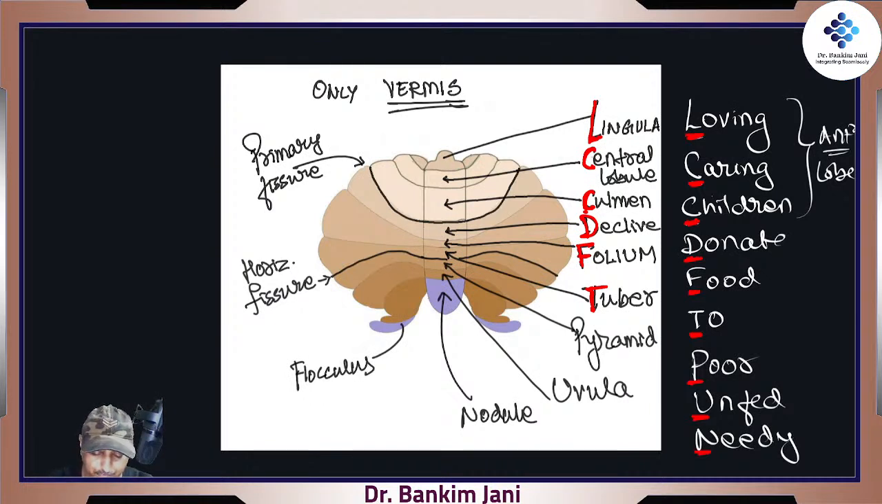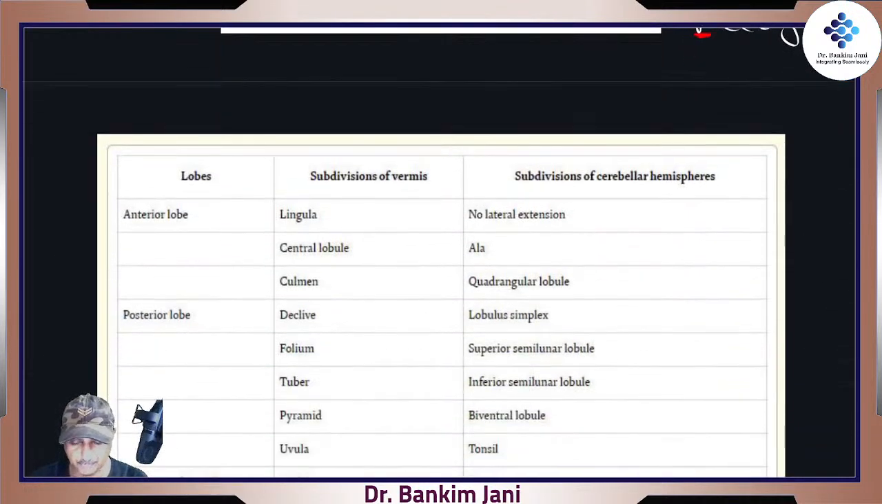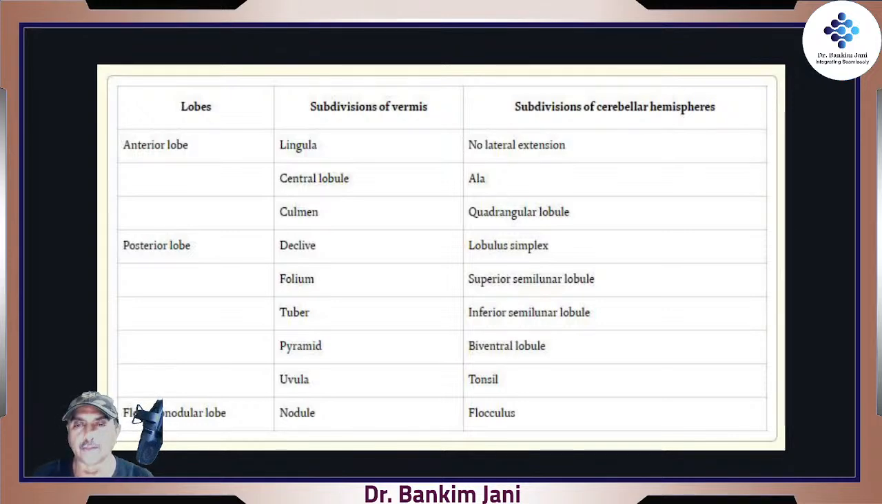The combination of flocculus and nodule, the flocculonodular part, is called the flocculonodular lobe. This purple color is all part of the flocculonodular lobe. So here we have now got all the parts of this vermis. To make things a bit easier, I put a table. We'll add something to this table to make it still easier.